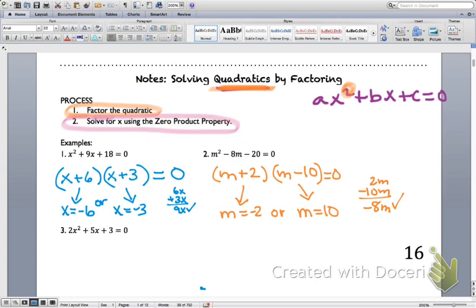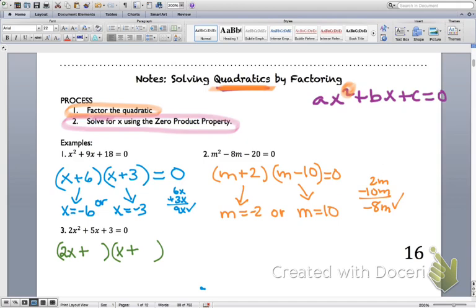Let's go ahead and move on to the last one. I'm going to guess and check again. I'm going to ask myself what numbers multiply to give me 2x squared, and that's going to be 2x times x. I know my signs are positive because everything's positive here. And I want numbers that multiply to 3. That would be 3 times 1.